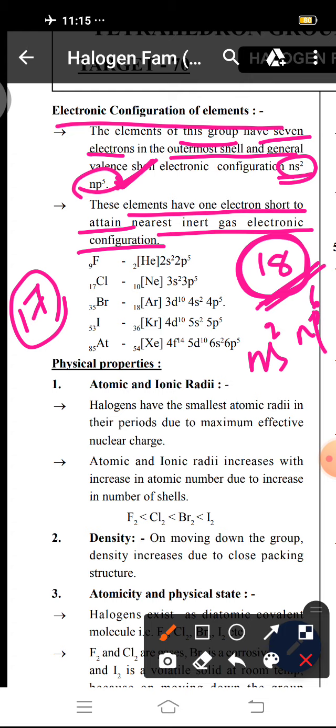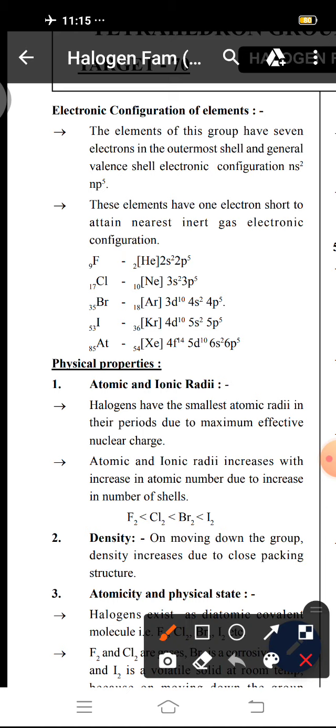So what are the electronic configurations of these elements? First member is fluorine, atomic number 9, configuration is He 2s2 2p5. Then chlorine, atomic number 17, Ne 3s2 3p5. Bromine, atomic number 35, Ar 3d10 4s2 4p5. Iodine, atomic number 53, Kr 4d10 5s2 5p5. Astatine, atomic number 85, Xe 4f14 5d10 6s2 6p5.